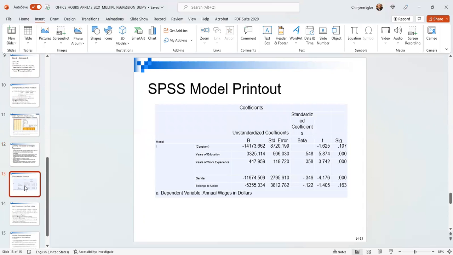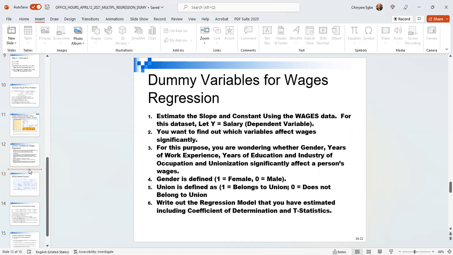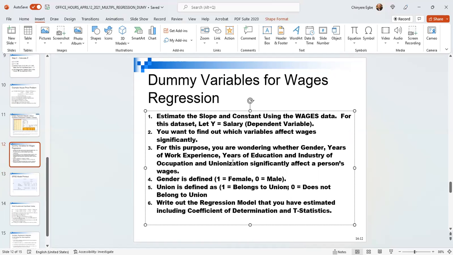Now, the next thing that we need to talk about is something called dummy variables. I need for you to understand what dummy variables are. We're now looking at a different problem, the wages problem. We're asking here, the salary is dependent on what? The salary is dependent on education, years of work experience, gender, and unionization.